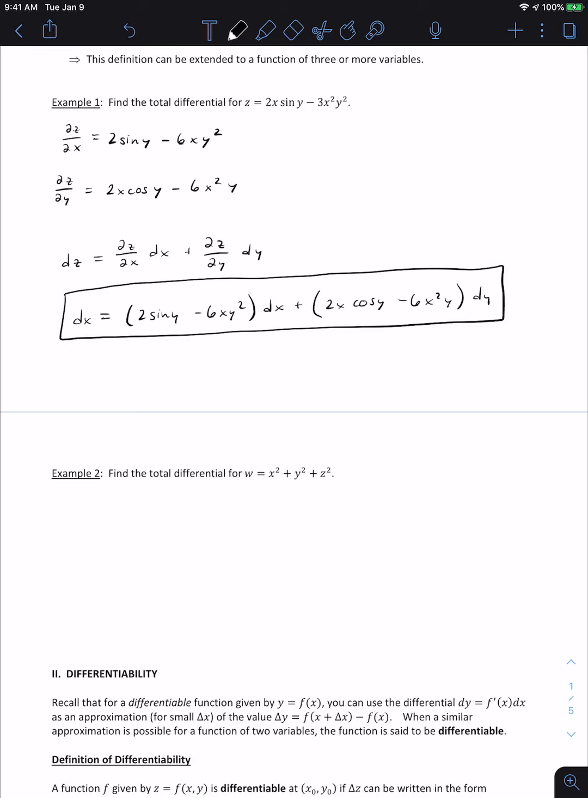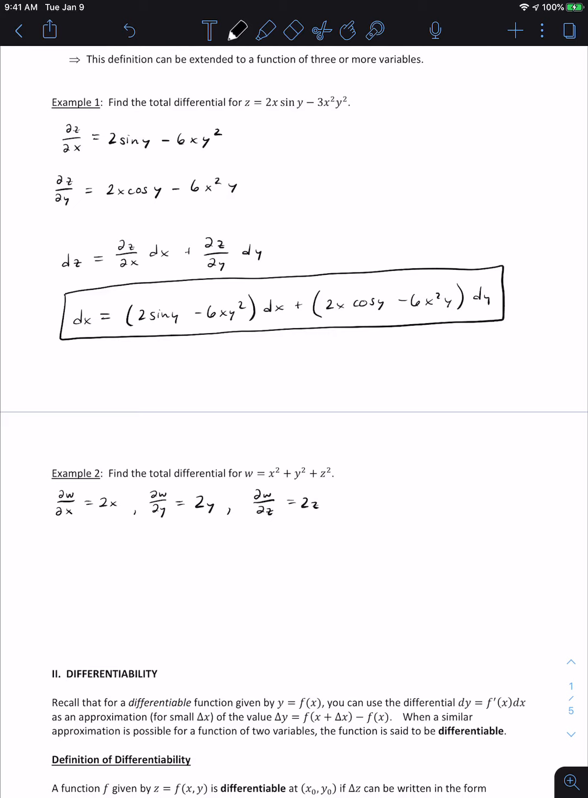We need to find all three, right? So let's find our function; this time it is called w. We need to find the partial with respect to every variable. The partial with respect to x is just going to be 2x, because the y squared and the z squared are constant. The partial with respect to y is just going to be 2y, and the partial with respect to z is just going to be 2z.